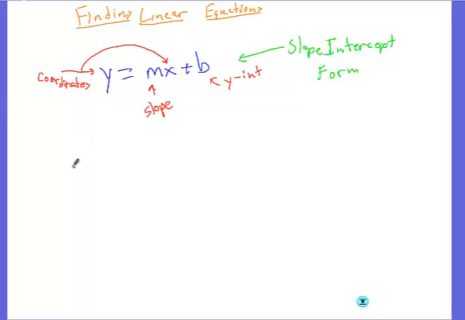So the first example we're going to do, I'm going to tell you that m is equal to negative 3/2, and your y-intercept is (0, 5). What you have to do is give me an equation in y equals mx plus b that has a slope of negative 3/2 and goes to the point (0, 5).